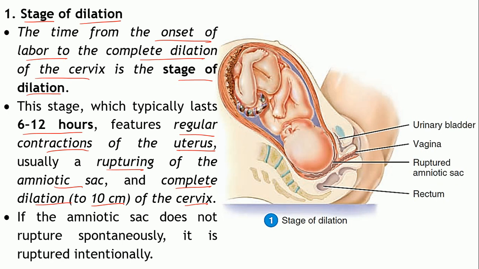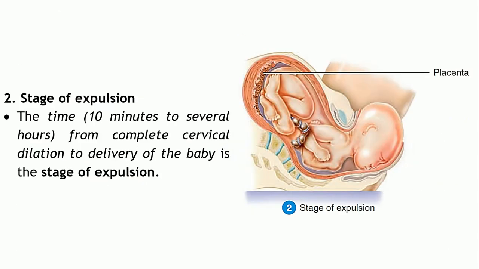Now, sometimes the amniotic sac does not rupture spontaneously. At that time, intentional rupture of the amniotic sac needs to be carried out to facilitate the parturition. Then the second stage is the stage of expulsion. It is the time from complete cervical dilation to the delivery of the baby. It may last from around 10 minutes to even several hours in certain ladies.